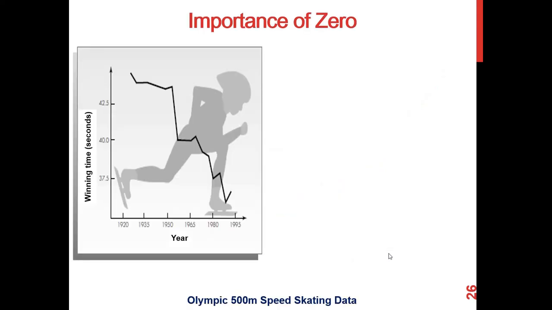Yes, ma'am. Another important point is the importance of zero. What do I mean by importance of zero? So this data comes from Olympics. Okay, Olympic 500 meters speed skating data. So these are winning times in seconds. So you can see around 1930 etc., the winning time in seconds was above 42.5 seconds, and now in 1995 etc., it has decreased.